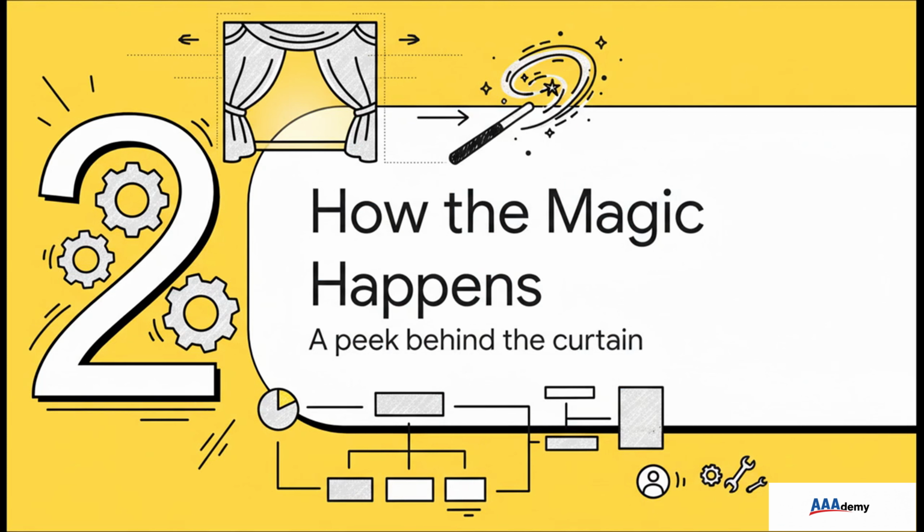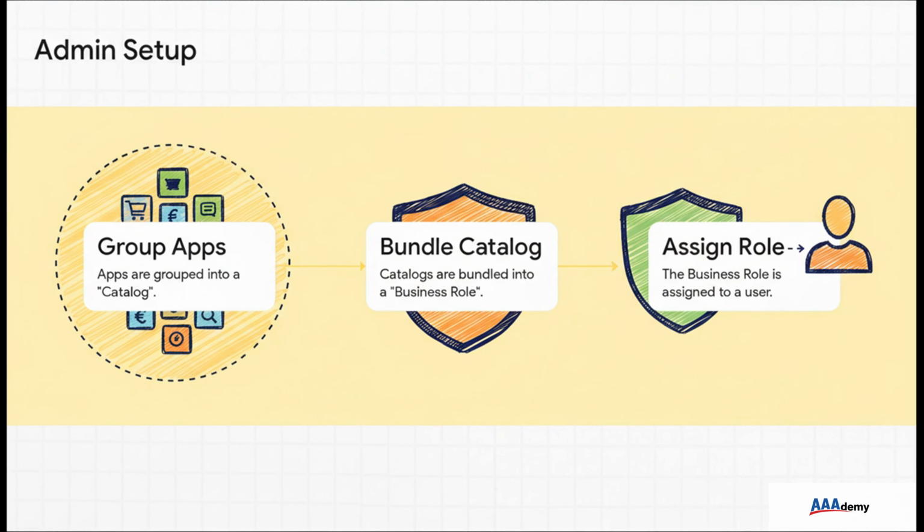So you're probably wondering, how does the system pull off this perfectly tailored experience just for you? Let's take a quick peek behind the curtain and see how an administrator actually sets this all up. It's surprisingly elegant. It really boils down to this simple three-step process. First, an admin groups all the related apps, like all the purchasing tools, into something they call a catalog. Then, that catalog gets bundled into a business role, like the buyer role we talked about. And finally, that specific role gets assigned to you. And that's it. That's how you get your own personalized view.